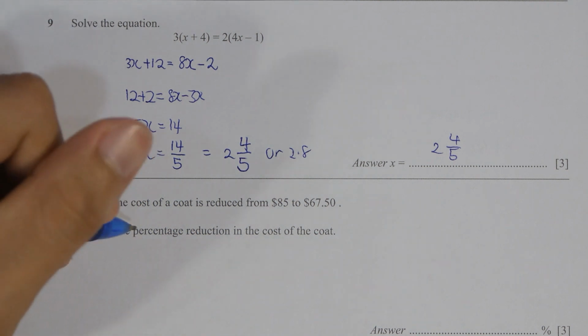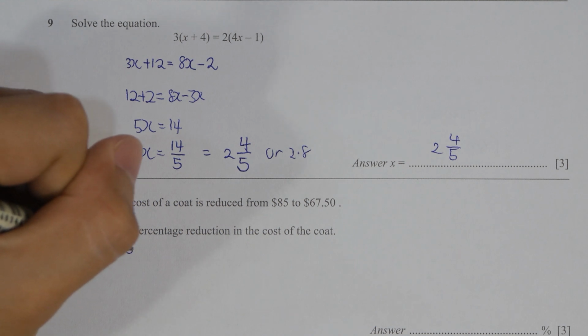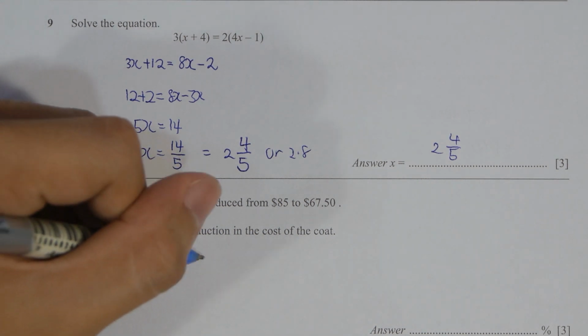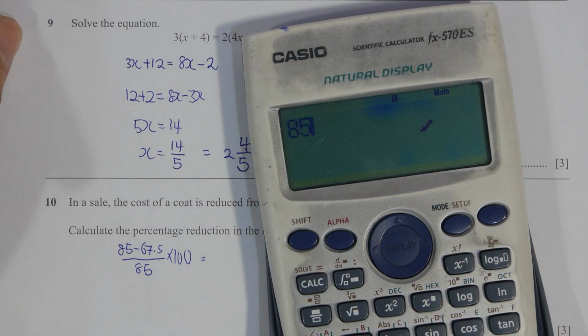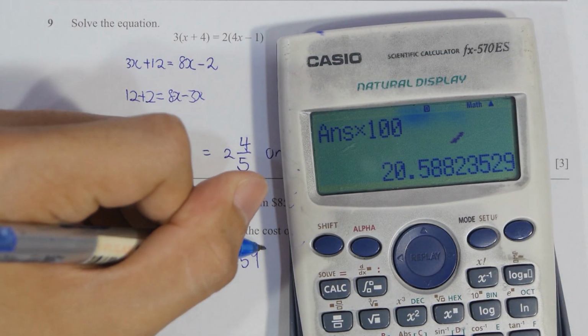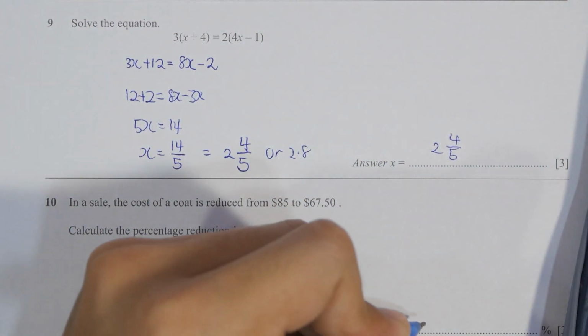So question 10, find the percentage of reduction. It simply takes 85 minus 67.5 over 85 multiplied by 100. So the final result will be 20.59%.